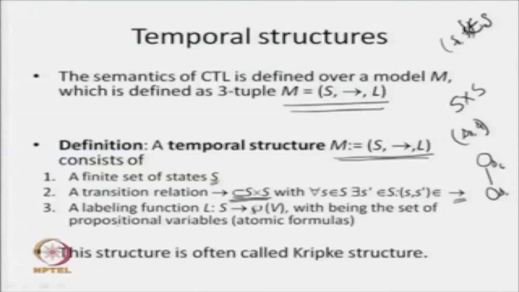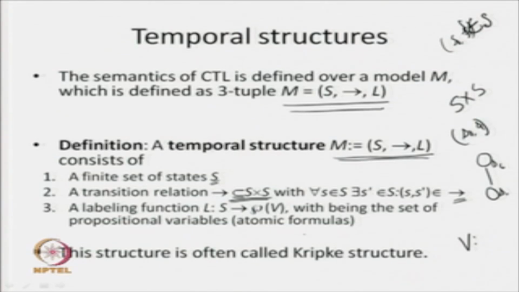Along with that, we have a labeling function, which is known as L, defined as L from S to the power set of V. Basically, what is V? Here V is the set of atomic propositions, and the power set of V is the power set of this set of atomic propositions. We will give an example. So, the states will be labeled by the set of atomic propositions, that is, propositional variables, and these are atomic formulas or atomic variables.